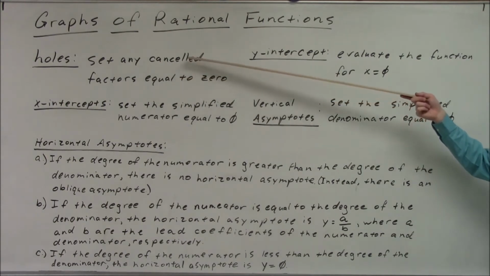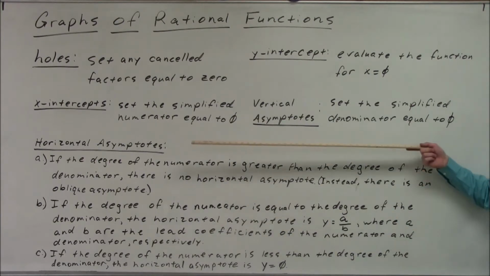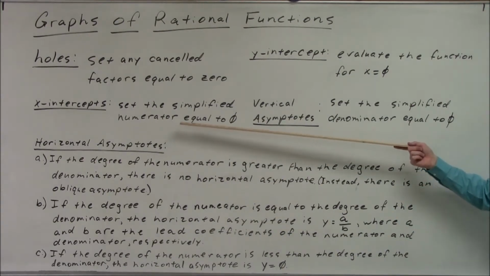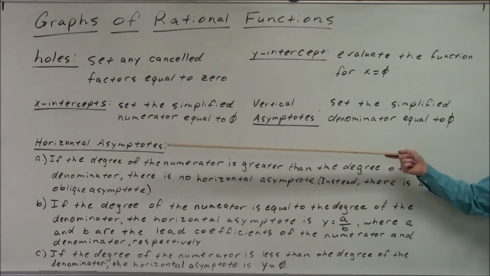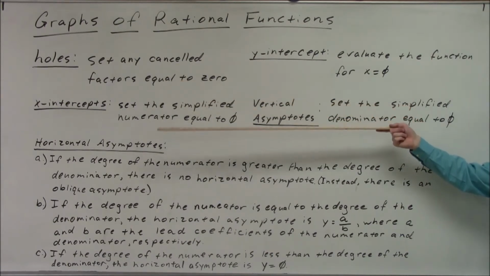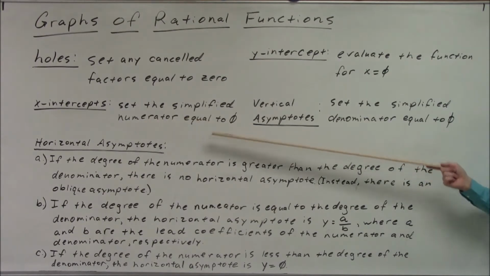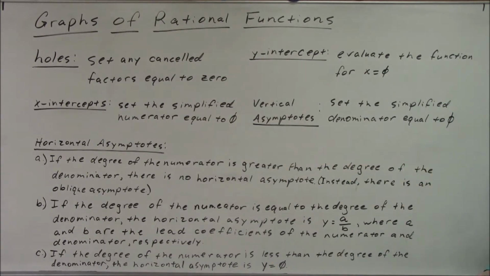So to get holes, we just take any canceled factors and set them equal to 0 and solve. Y-intercepts are found the same way we've always found y-intercepts: just evaluate the function at x equals 0, so plug in x equals 0. X-intercepts, think about what makes a fraction equal to 0, because we know that x-intercepts occur where the function equals 0. Well, the numerator's got to be equal to 0. So we take our simplified numerator, because we've already pulled out all of the holes, which are the zeros that occurred for both numerator and denominator. So we look at the simplified numerator, set it equal to 0 and solve.